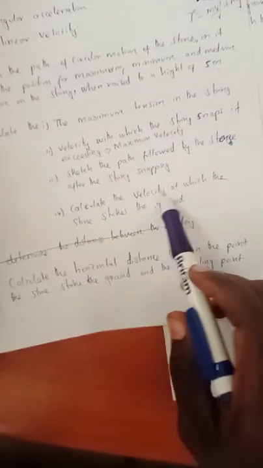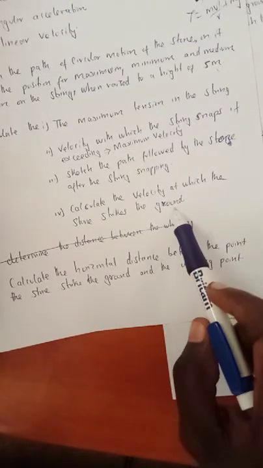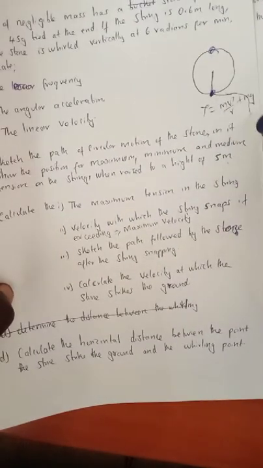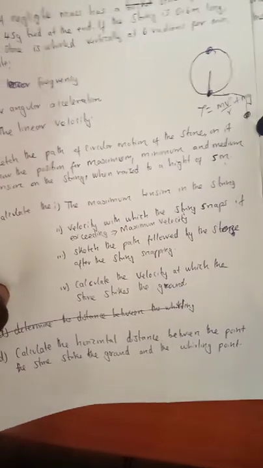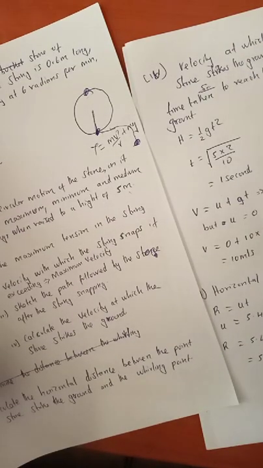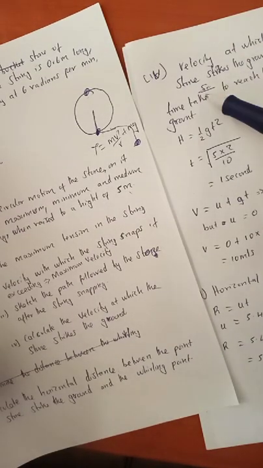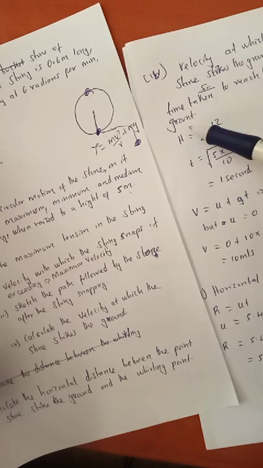Then part 4: calculate the velocity with which the stone strikes the ground. So after it has broken here, it will form a tangent as we have seen, then from there, fall here. So what is the falling velocity at this position? The velocity at which the stone strikes the ground requires that the time taken to reach the ground must first be found.